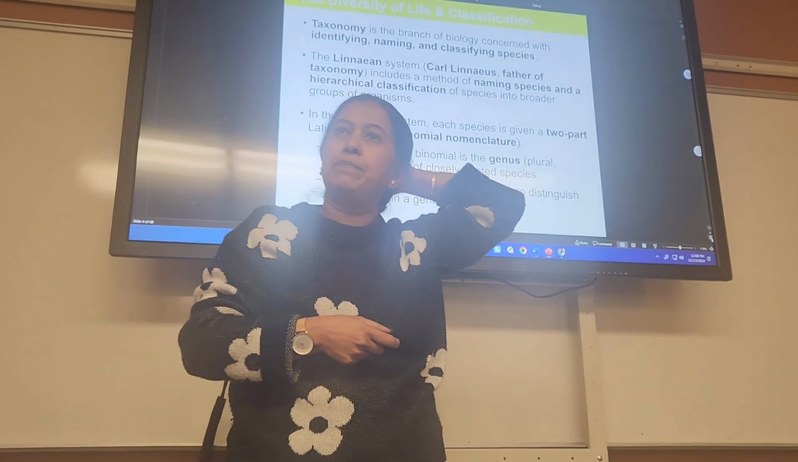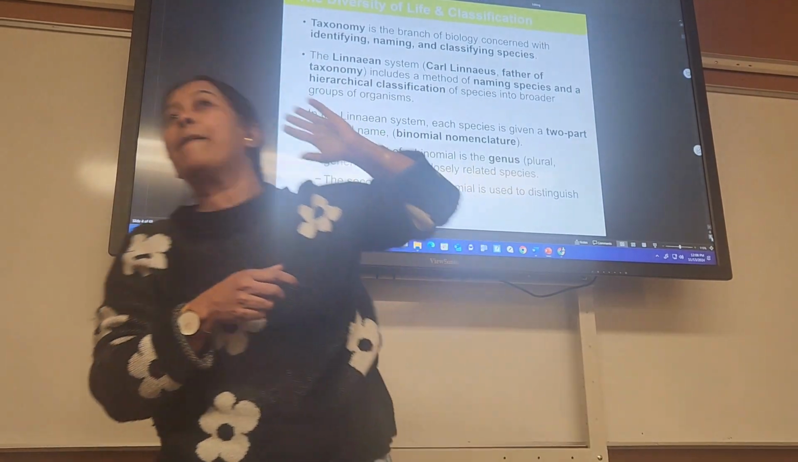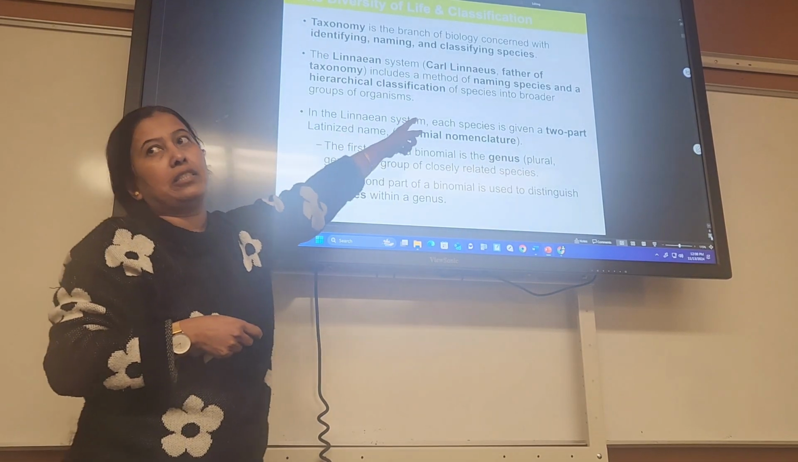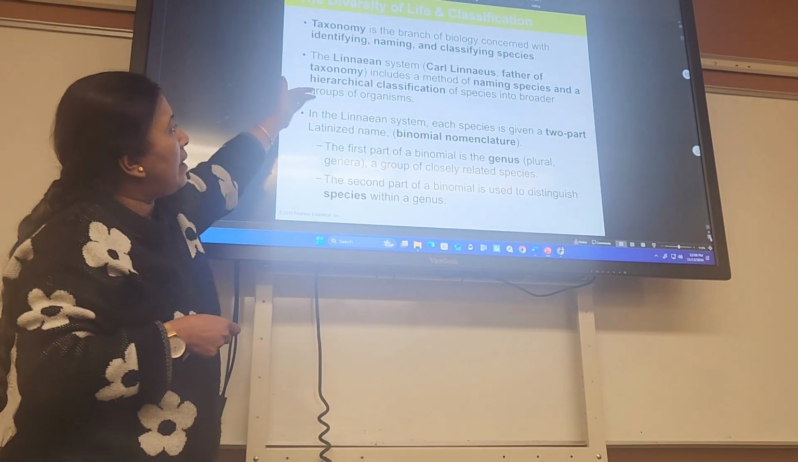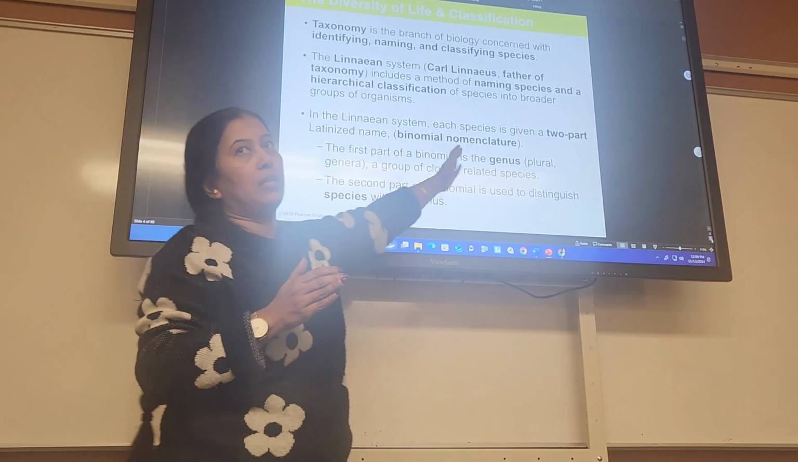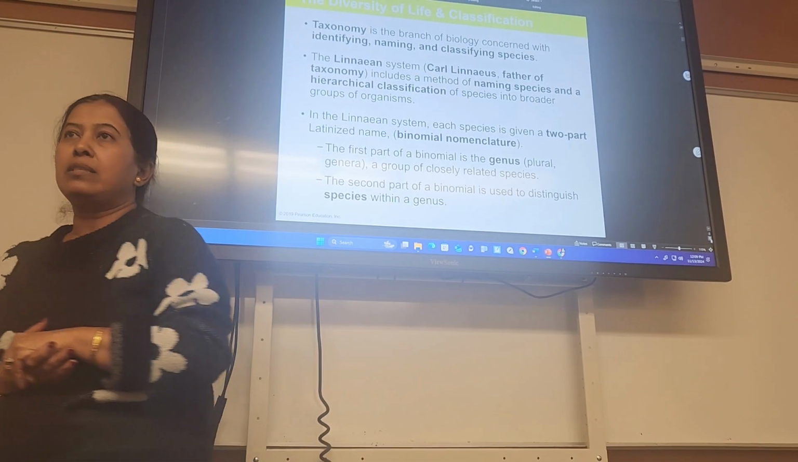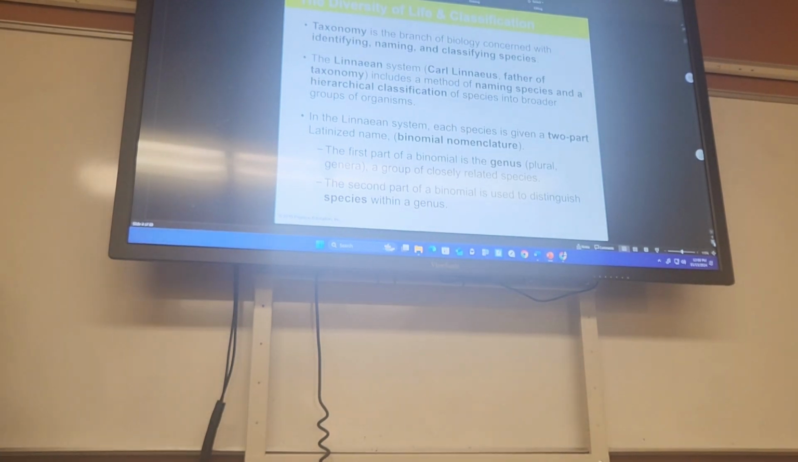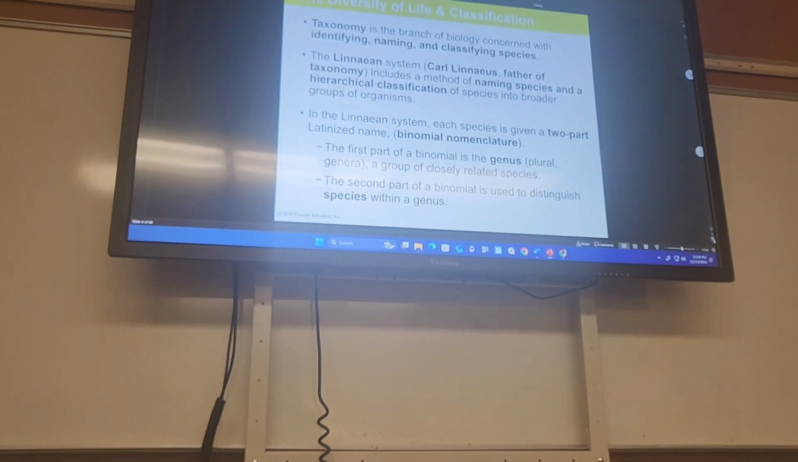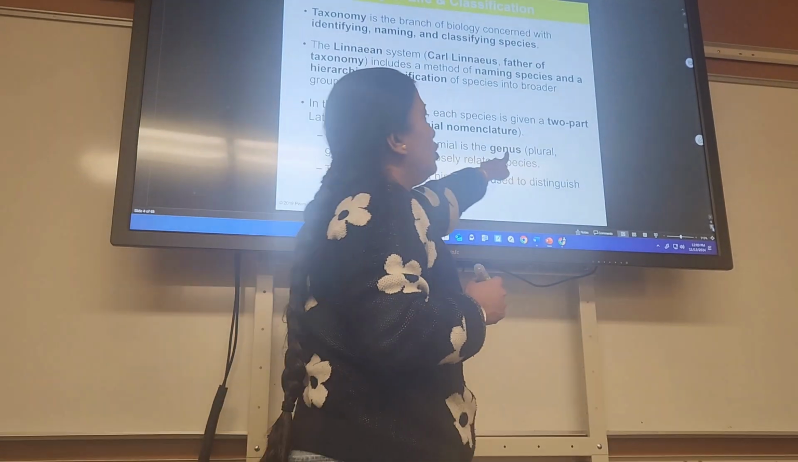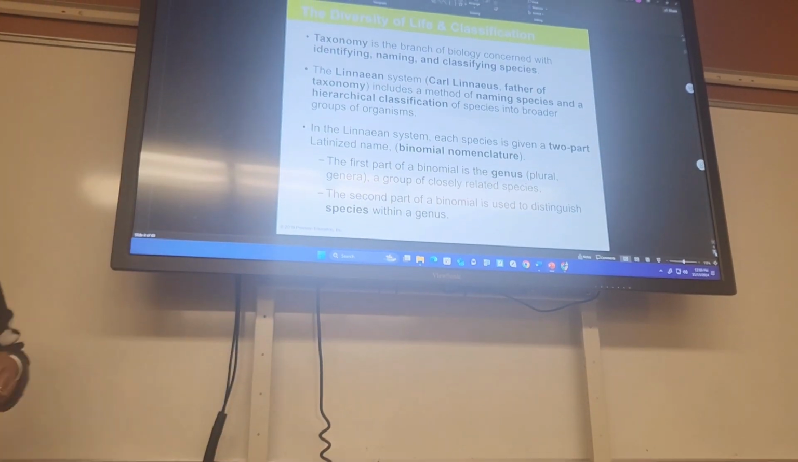Anybody remembers? Mendel. Good job. Mendel is the father of genetics. So who's the father of taxonomy? Carl Linnaeus, okay? And he gave a binomial nomenclature system. It means every organism would have at least 2 names, just like we have first name and last name. So similarly, they have binomial nomenclature. The first name is always the name of the genus, and the second name would be the species.